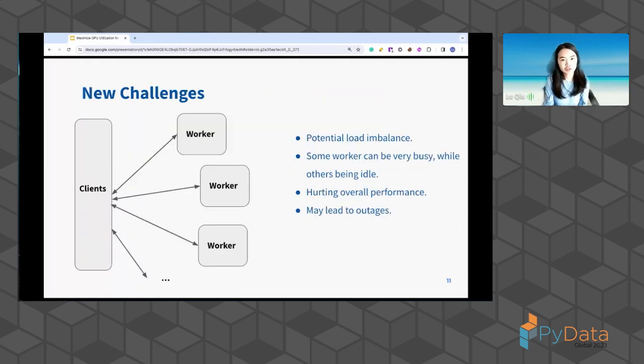However, there are some new challenges. The first one: because the client directly connects to workers to cache data and fetch the cached data, there's a direct problem of what if the worker load is imbalanced? Maybe one worker stores more data and that worker also serves more clients, then that worker will be super busy while others are idle. In this case, the overall performance may be hurt and it will also lead to outages.